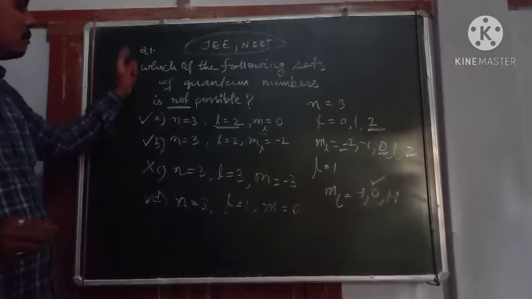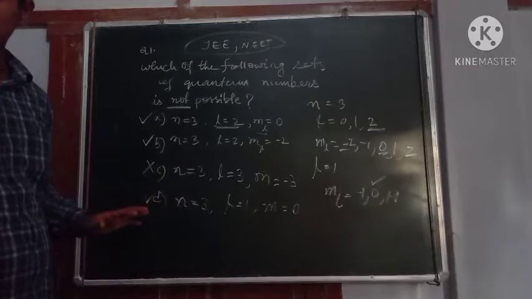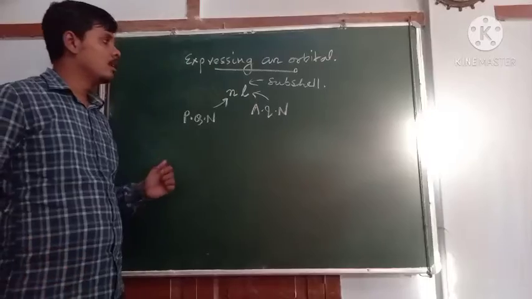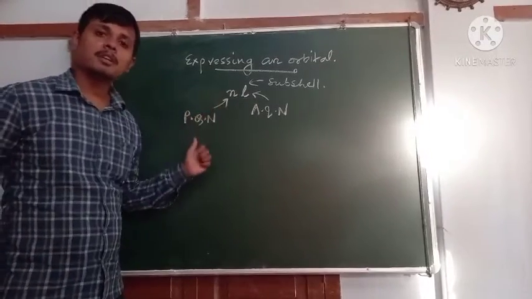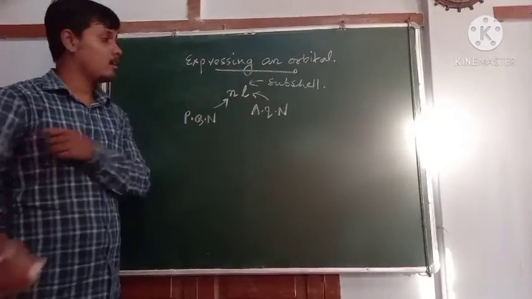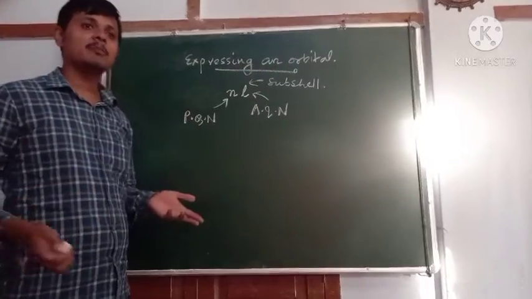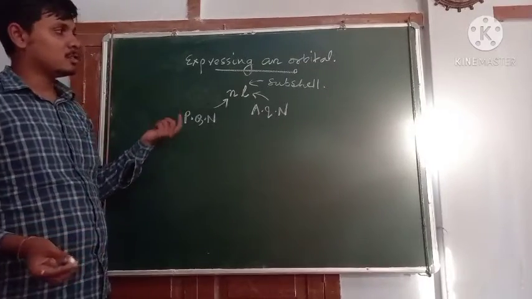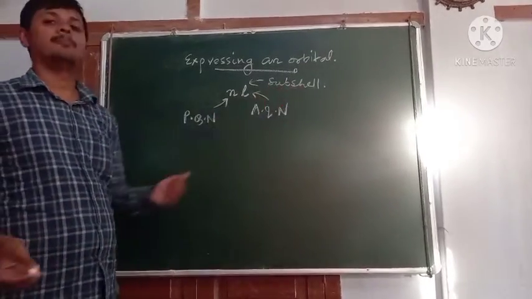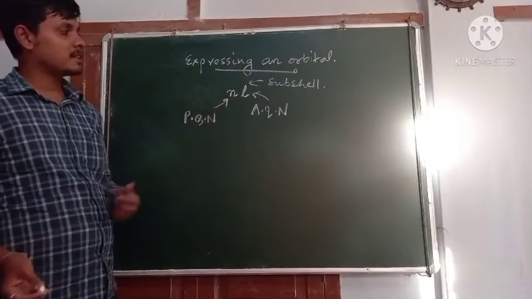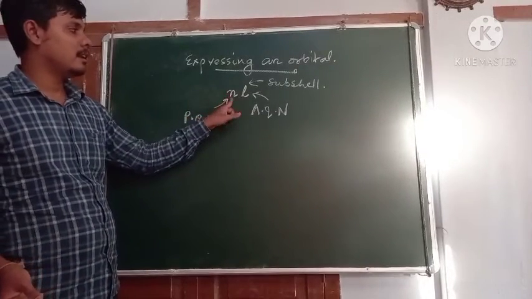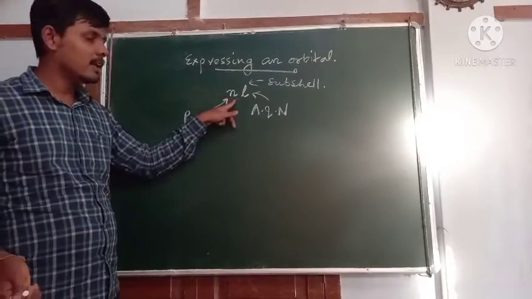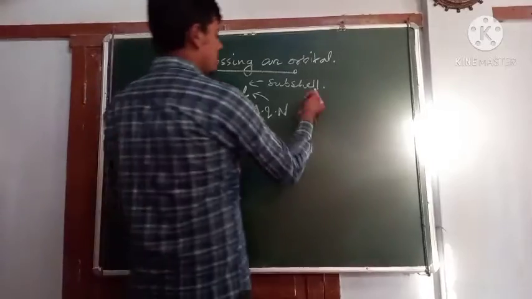So this question is highly important for any exam that you are going to face. Okay, so let us see how to express an orbital. How do we find the quantum numbers of an orbital? First of all, let us see how to express a subshell. Subshells are expressed using n, the principal quantum number, and l, the azimuthal quantum number. Okay, n l.